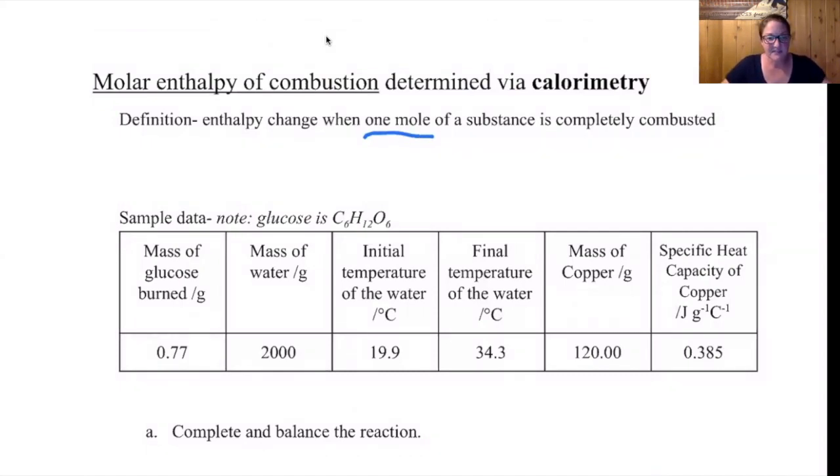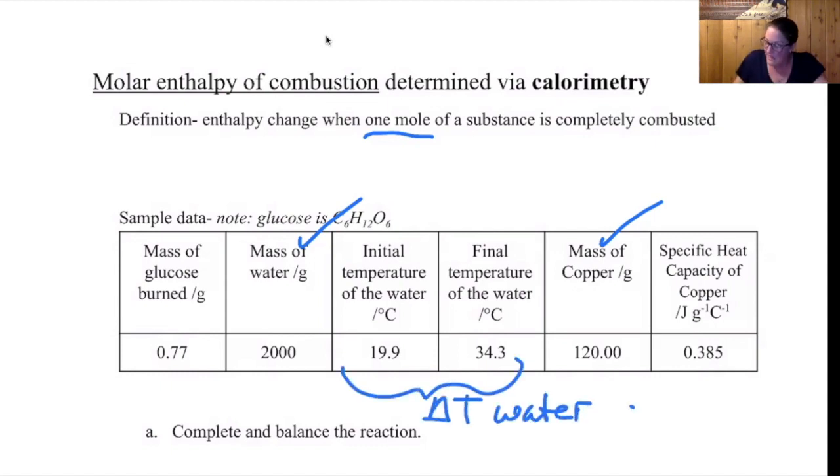So here's a sample set of data. Glucose was burned, 0.77 grams of it, and that was used to heat water inside a copper container. So both the copper and the water gained some of the heat. One of the inferences that I have to make from this set of data is that when I'm given the initial temperature of the water and the final temperature of the water, this gives me both the delta T of the water and of the copper. And that's going to come into play because I'm going to calculate how much heat each one of those things absorbed.